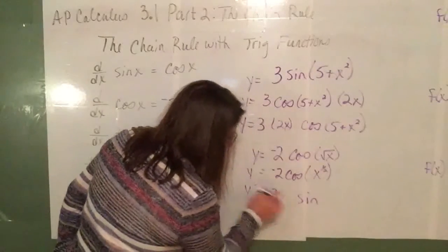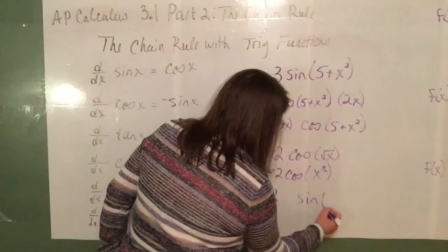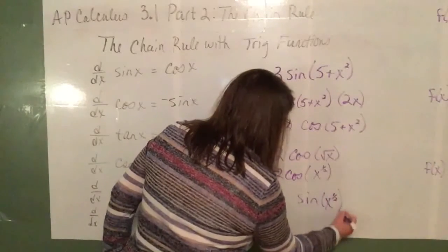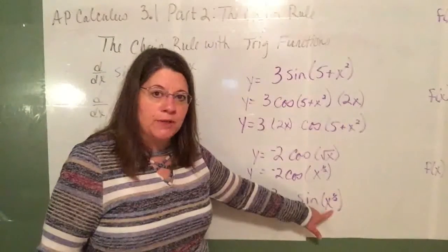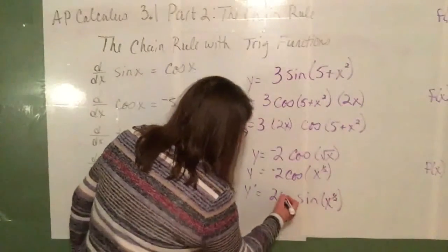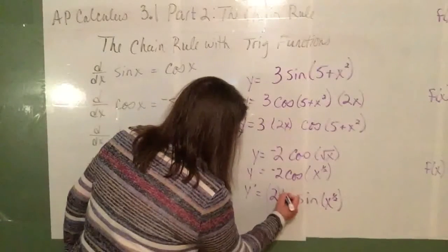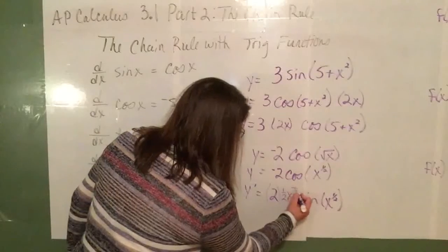I'm leaving a little space here. And I keep my angle part, that's x to the 1/2. Then I take the derivative of the angle part. If I take the derivative of that, that's 1/2, and I'm going to put this in parentheses, 1/2 x to the negative 1/2.